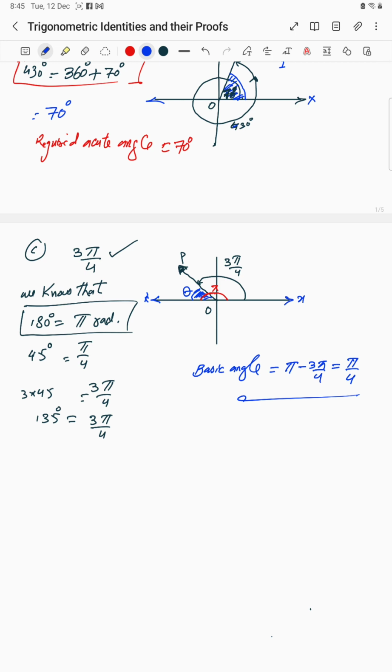And always keep remembering this thing, that you need to write the given angle at a certain coordinate and then subtract it from the angle formed in that coordinate.